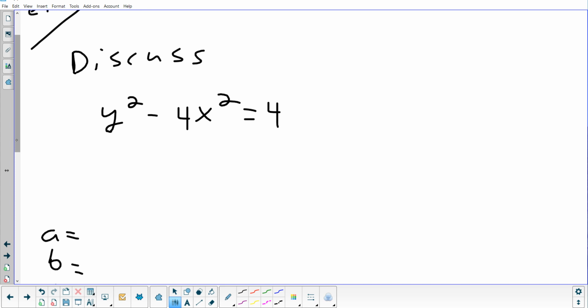Yeah. Divide both sides by 4. Yep. Divide all three of those terms by 4. So you're going to get y squared over 4, x squared over 1 equals 1. Now you're ready to do the a, the b, and the c.